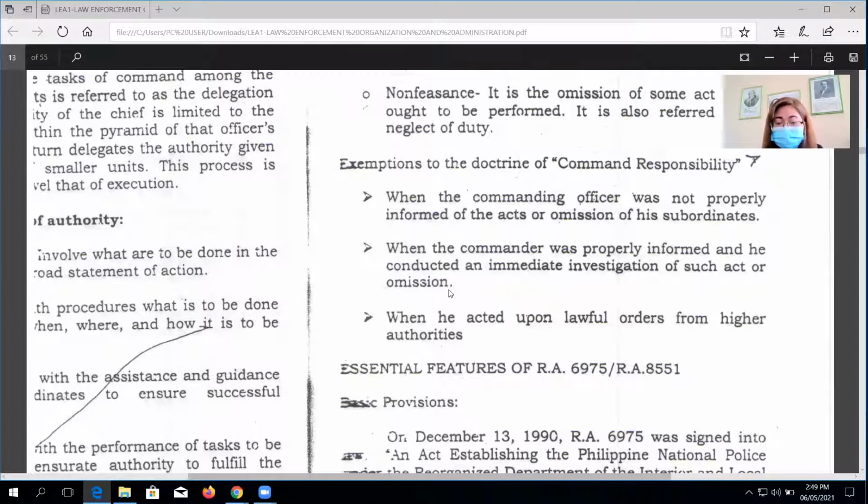Or another exemption so that you will not fall under the doctrine: when he acted upon lawful orders from higher authorities. So, if that is the case, then you will fall under the exemption of the doctrine itself, which is command responsibility.